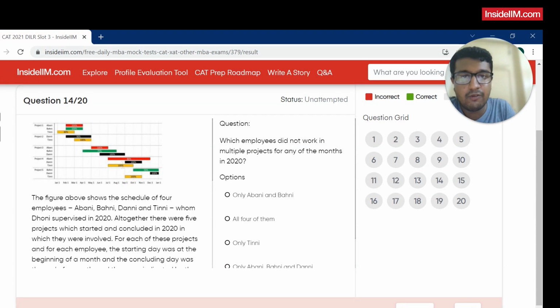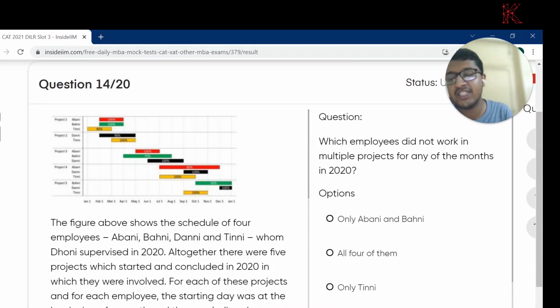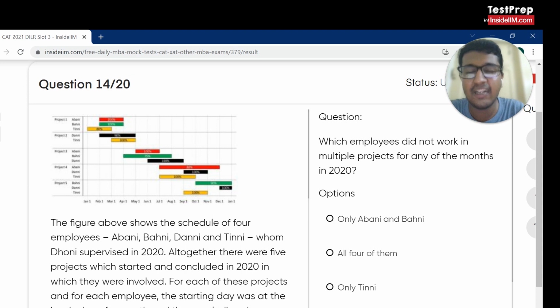Which employee did not work in multiple projects for any of the months in 2020? Okay, so they are asking me, in a particular month, an employee must have worked in 2 or more projects. So how many employees are there who didn't work in 2 or more projects in a particular month? In any of the months, I mean.